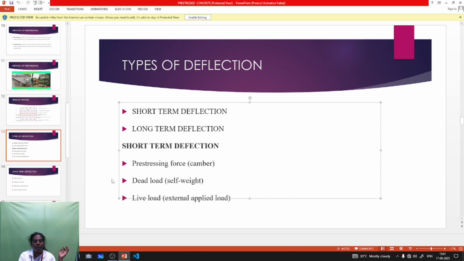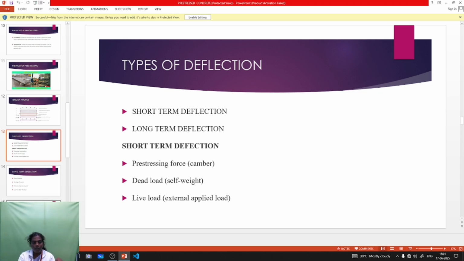Dead load is the common one. The self weight is added to the dead load. The formula is 5 by 384 WL power 4 divided by EI. Live load normally taken as 2 or 4, and calculate the sum of the two deflections, and overall short term deflection is calculated. So clear that.